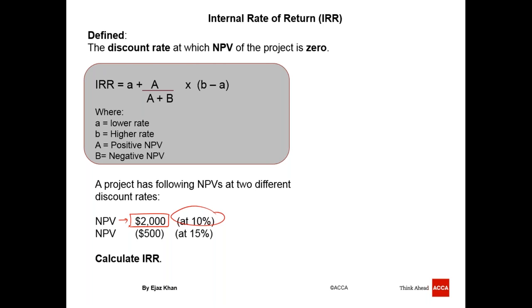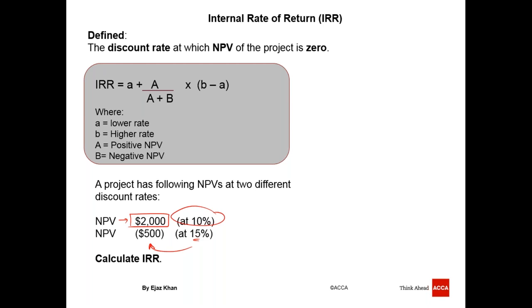So what does this tell us? This tells us that we are earning more than 10%, so we should accept this project, right? If we require a 10% rate of return, then it's a very good project because it is giving us more than 10%, right? But if the same project is discounted using a 15% discount rate, it gives us a negative NPV of 500, which means that we should not accept this project if we require a 15% return from the project, because at a 15% discount rate, it is giving us a negative NPV.